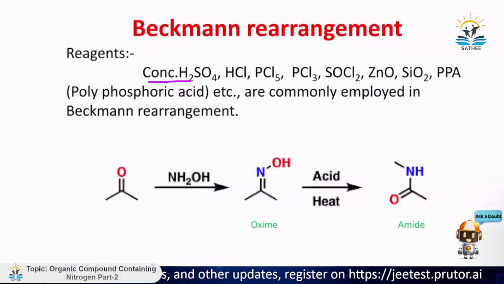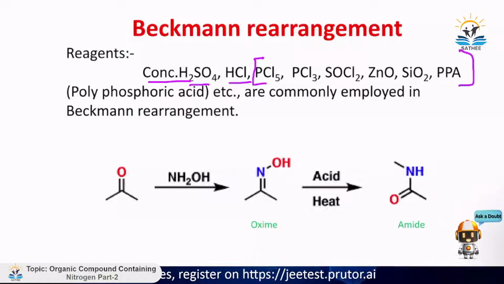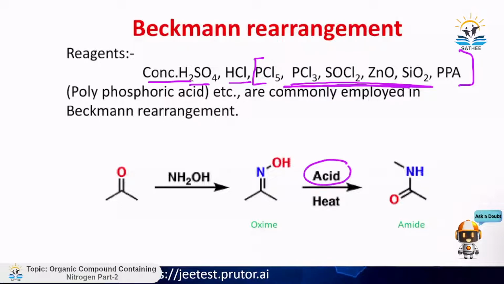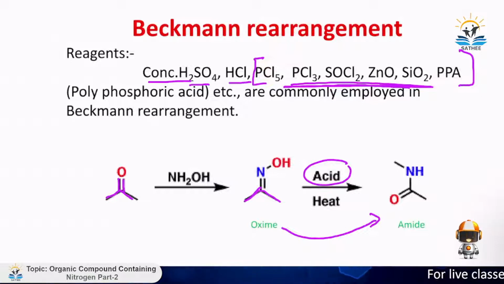So we will use an acidic medium, so we can use concentrated HCl, concentrated H2SO4, or Lewis acids. So whenever in the paper, they can give you Lewis acids also. Acid is there, so they can give anything. First, what will be formed? First oxime will be formed and then amide will be formed. So we have to remember this rearrangement, what happens.